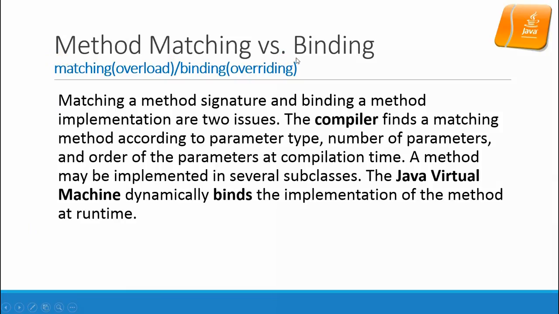Method matching versus binding. Matching the method signature and binding the method implementation are two different issues. Matching the method signature is to check the compatibility of a function, and binding the method is to find the execution call for your method. The compiler finds a matching method according to parameter type, number of parameters, and the order of the parameters at the compile time. A method binding may be implemented in several subclasses. The Java virtual machine dynamically binds the implementation of the method at the runtime.